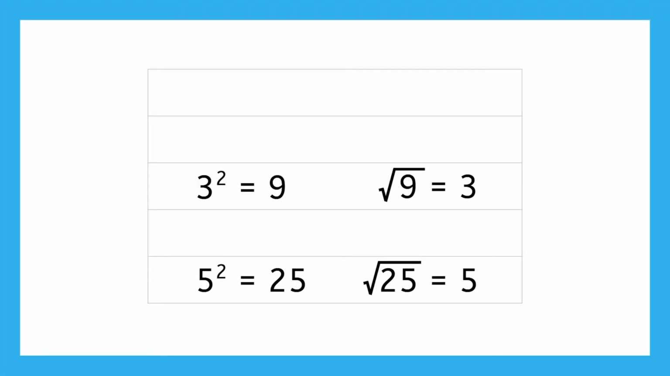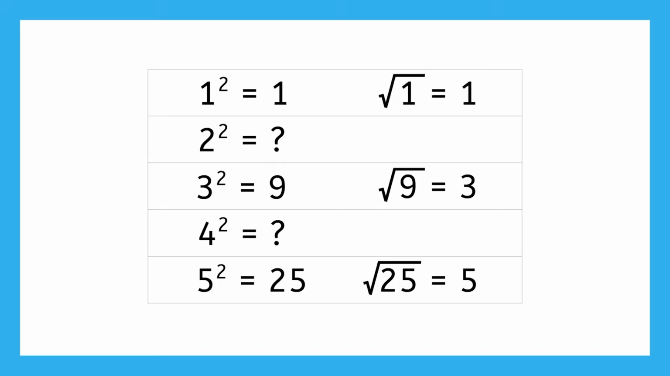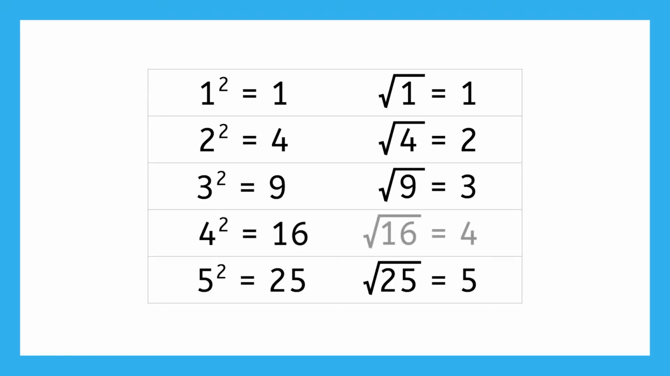Nine worked because 3 squared equals 9. 25 worked because 5 squared equals 25. What about 1 squared? 2 squared? 4 squared? 1 squared equals 1, so the square root of 1 is 1. 2 squared equals 4, so the square root of 4 equals 2. And 4 squared equals 16, so the square root of 16 equals 4. That means 1, 4, and 16 could also be the area of a square. Let's keep this pattern going all the way to 15. Pause the video to fill in the chart in your guided notes.